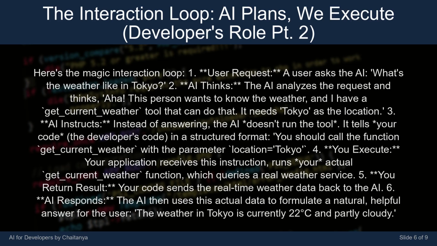4. You execute. Your application receives this instruction, runs your actual get_current_weather function, which queries a real weather service. 5. You return the result. Your code sends the real-time weather data back to the AI. 6. AI responds. The AI then uses this actual data to formulate a natural, helpful answer for the user: the weather in Tokyo is currently 22 degrees Celsius and partly cloudy.